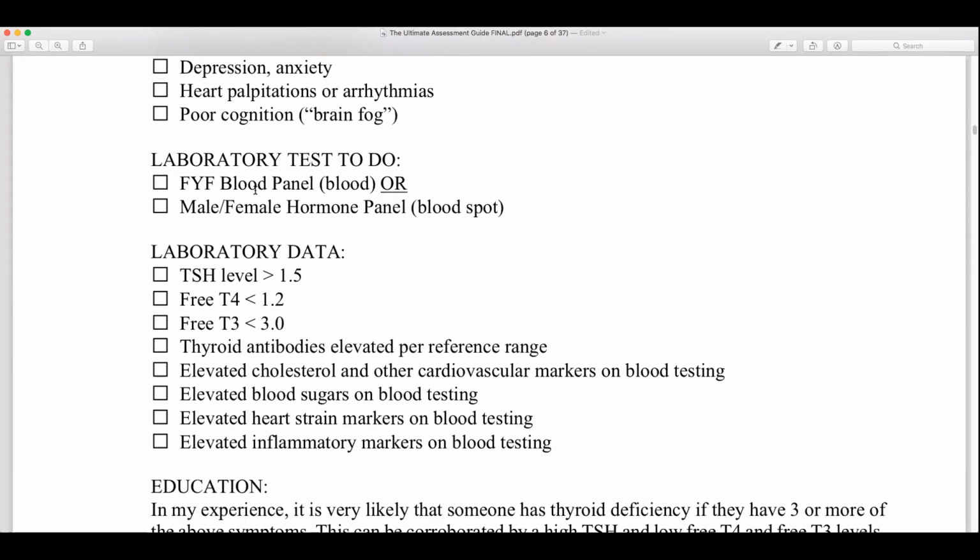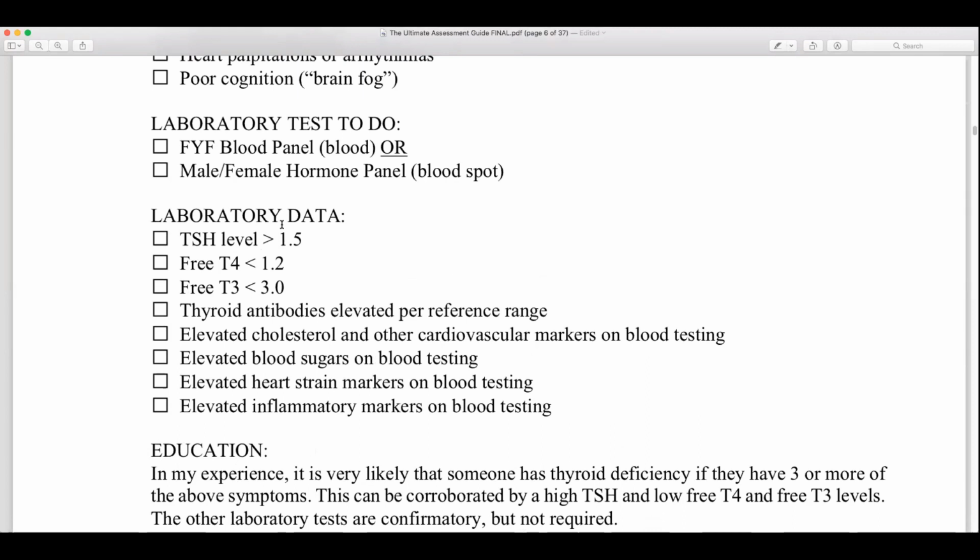And then the laboratory test to do to evaluate the thyroid is the FYF blood panel, or the male or female hormone panel, which is that blood spot test. Just as an aside, the way this works is that once you purchase it from my partner's site, you will get a lab order if it is the blood test, and you print that order out. It comes to your email, you print it out, and then you go to your nearest lab. LabCorp or Quest are some of the big ones. And the male-female hormone panel, the blood spot test, comes in the mail as a kit. You basically just prick your finger and do the test that way.